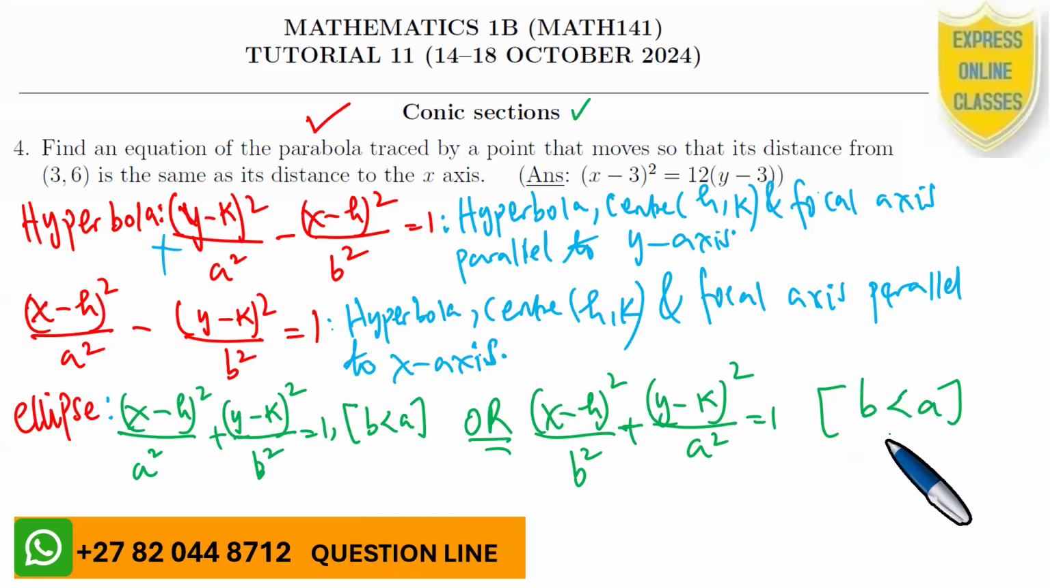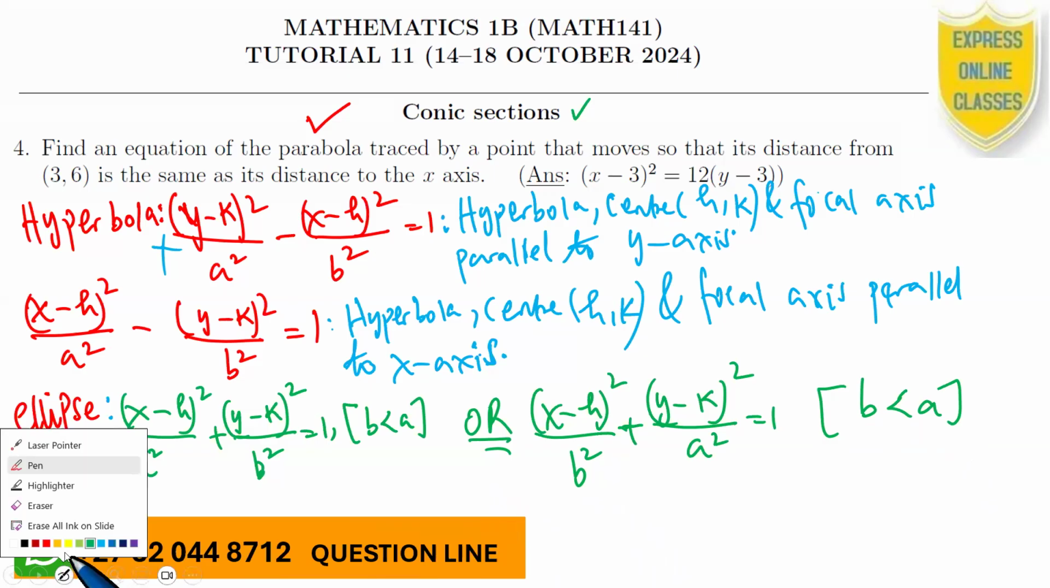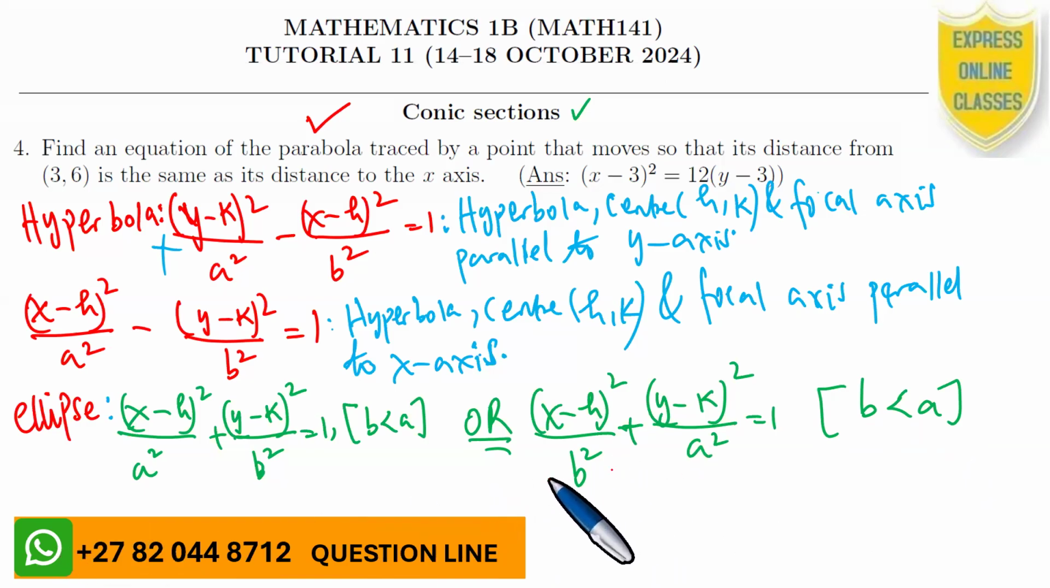So if b is less than a, this would be the major axis. Here a is always the biggest, but sometimes the biggest one is under the x term, sometimes it is under the y term. But here, for this one, we then say the major axis.